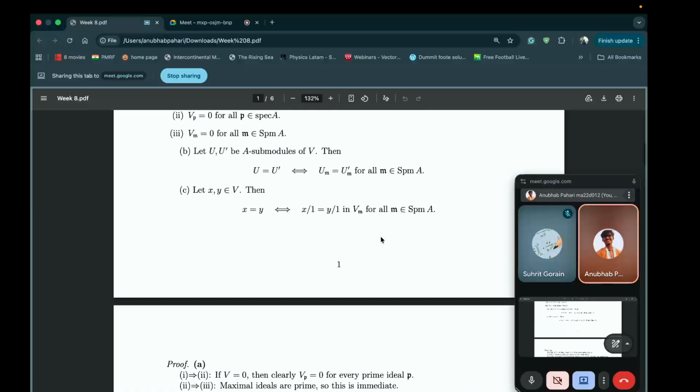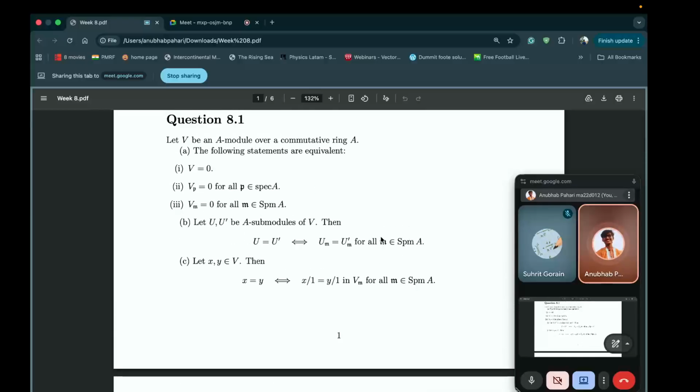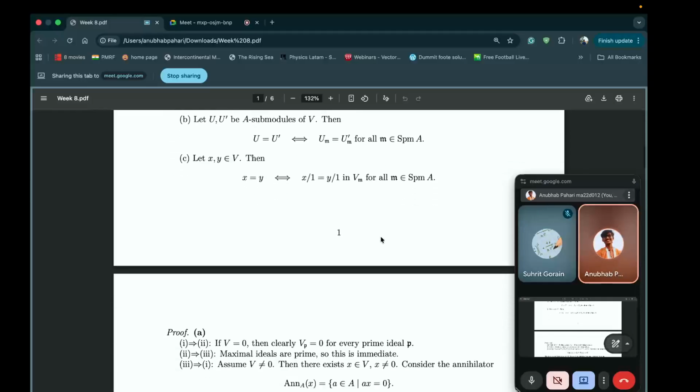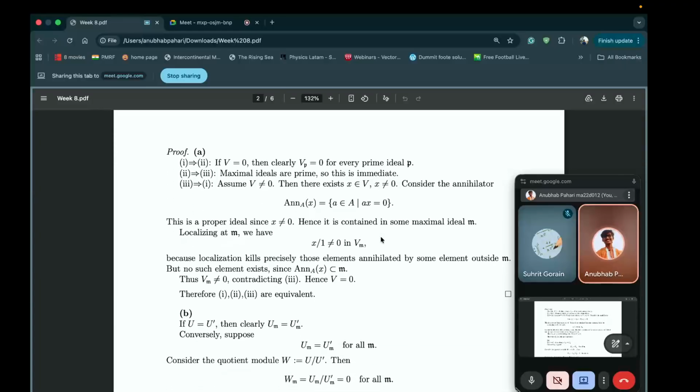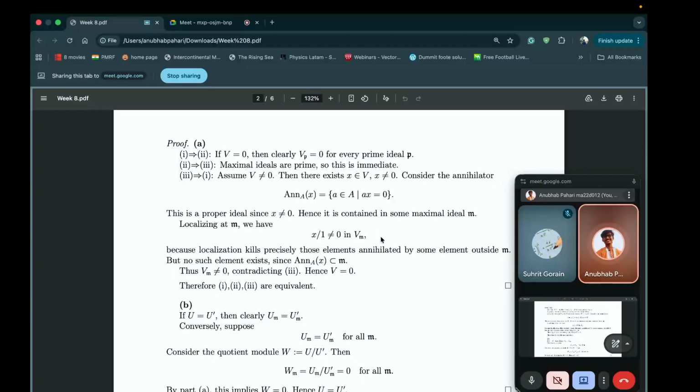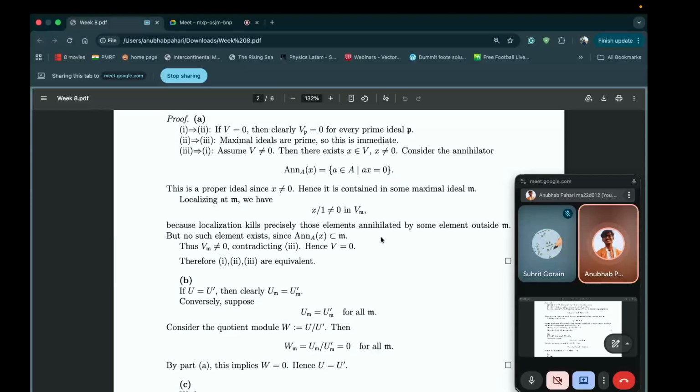So the only thing left to prove is that if Vm is 0 for all M belongs to spec max A, then V is 0. Now let us start proving this. Assume that V is non-zero, then there exists small x from V such that x is non-zero. Now consider the annihilator of the element x, this set consists of small a from A such that ax equals 0, and this is a proper ideal since x is not equal to 0, hence it is contained in some maximal ideal M.